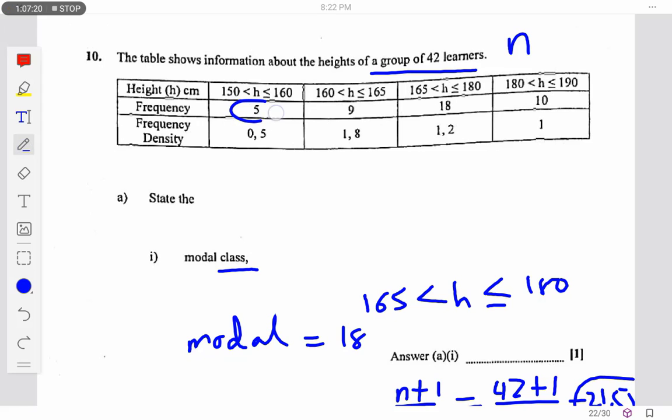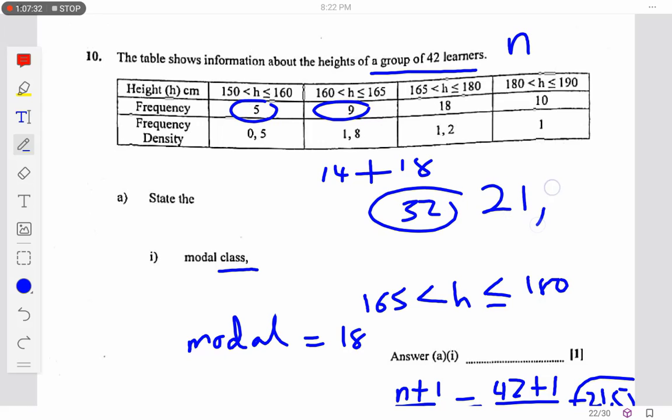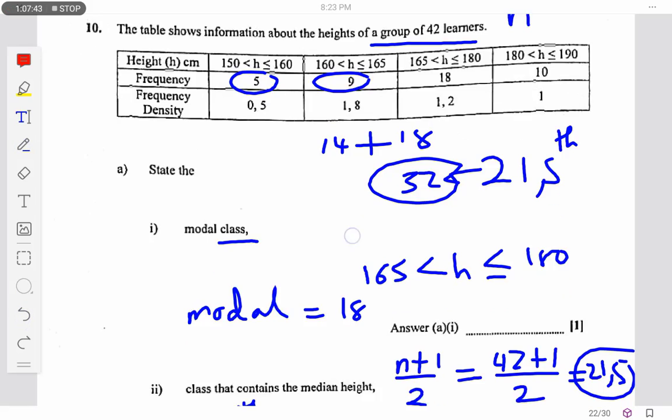If I say 5 plus 9, I'm getting 14. Plus 18, I think I'm getting 32 there. So you find out the 21.5th term lies in there. So we are taking this as our answer. Okay, let's write that as our answer.